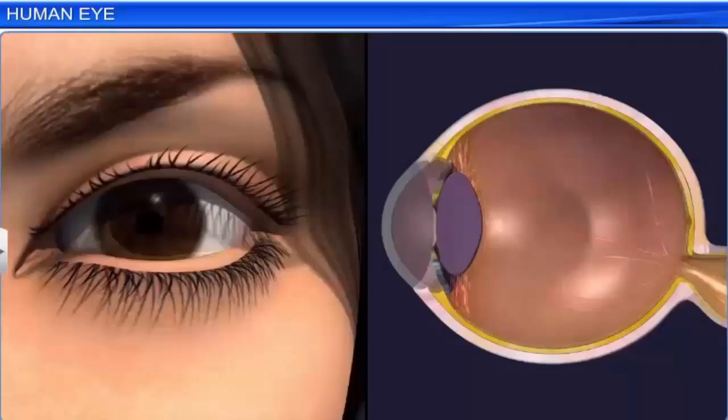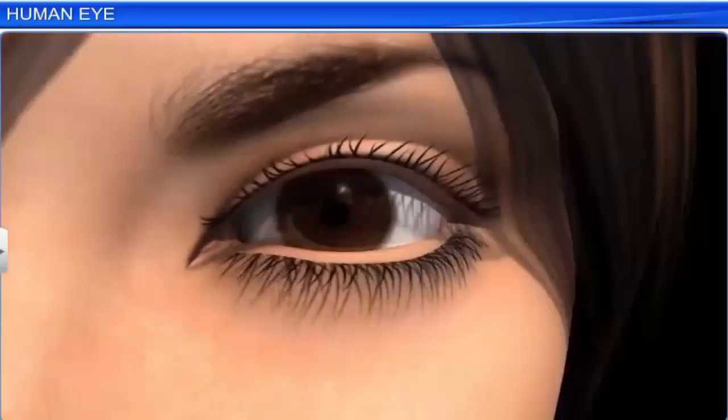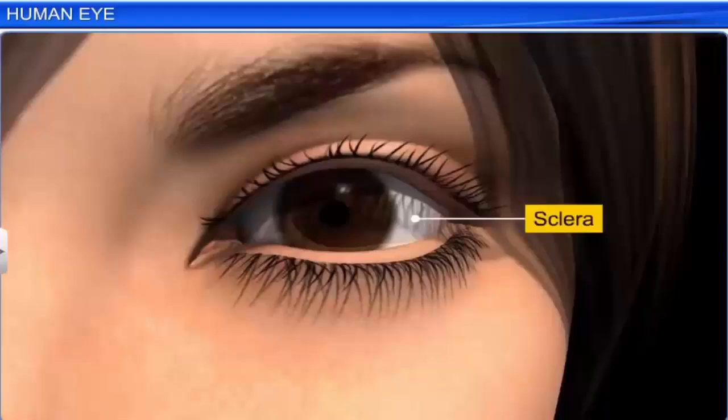The human eye that enables us to view is a very complex organ. Let us first study its structure. The white protective membrane that is seen when looked at the eye directly is called the sclera. It is a tough, opaque, fibrous outer layer of the eyeball.